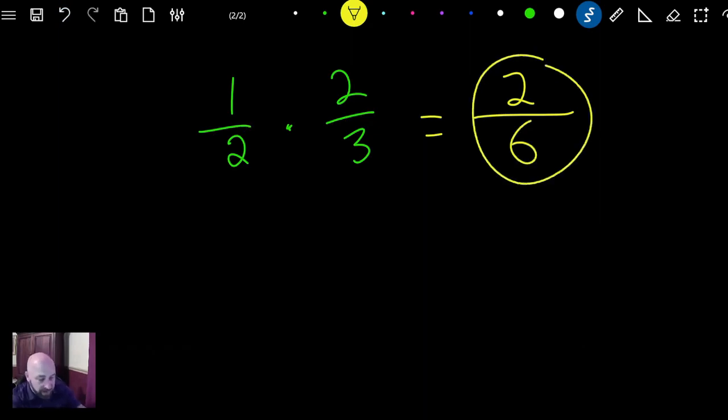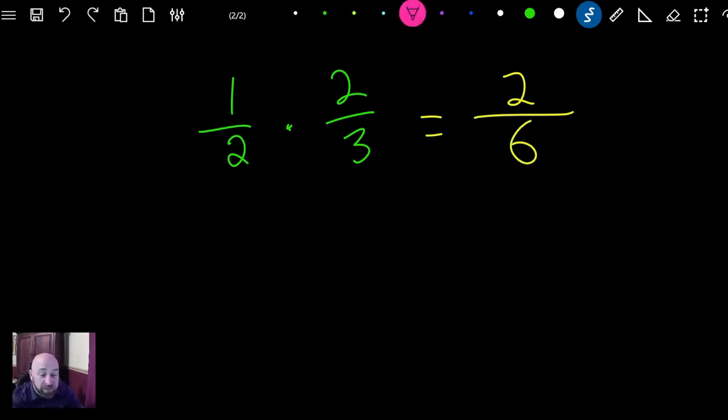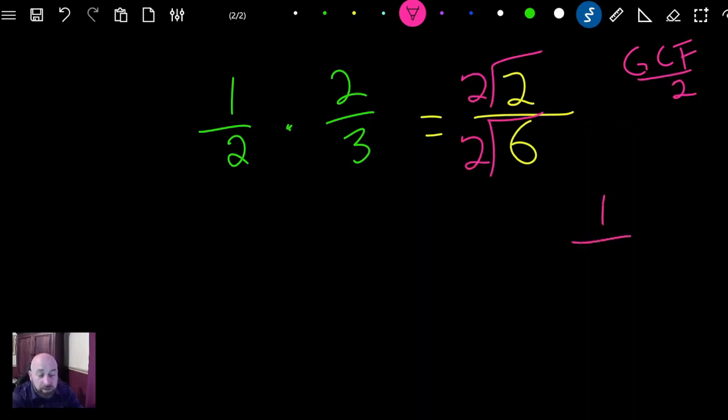Now if you notice, this fraction needs to be reduced. Why does it need to be reduced? Because it has a GCF of 2. In other words, 2 goes into both of these. 2 goes into 2 1 time, 2 goes into 6 3 times. The answer is 1/3.